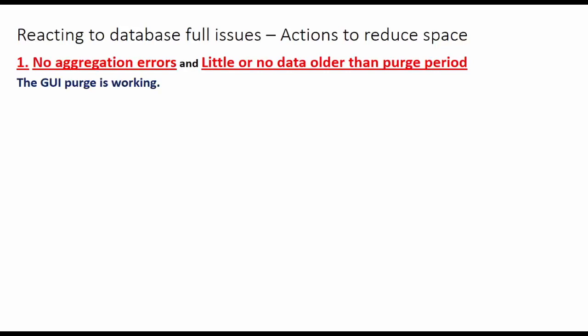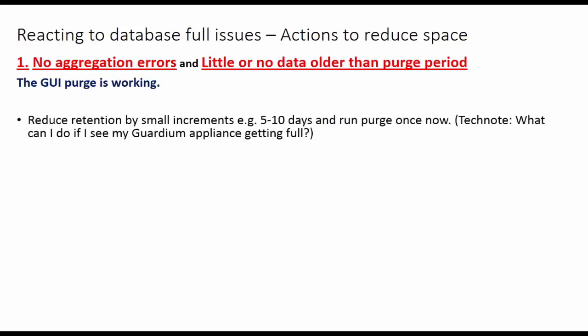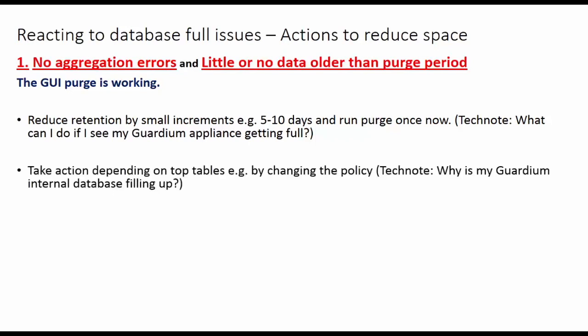In this case, the general approach you have if the purge is working is to just let the purge work but reduce the purge period. So by small increments, so by 5 or 10 days, reduce the purge period and then purge once now. Now you can see the tech note, what can I do if I see my Guardium appliance getting full? That goes into a bit more detail of that. So if it's possible for you to reduce the purge period and the purge is already working, that's the best thing you can do.